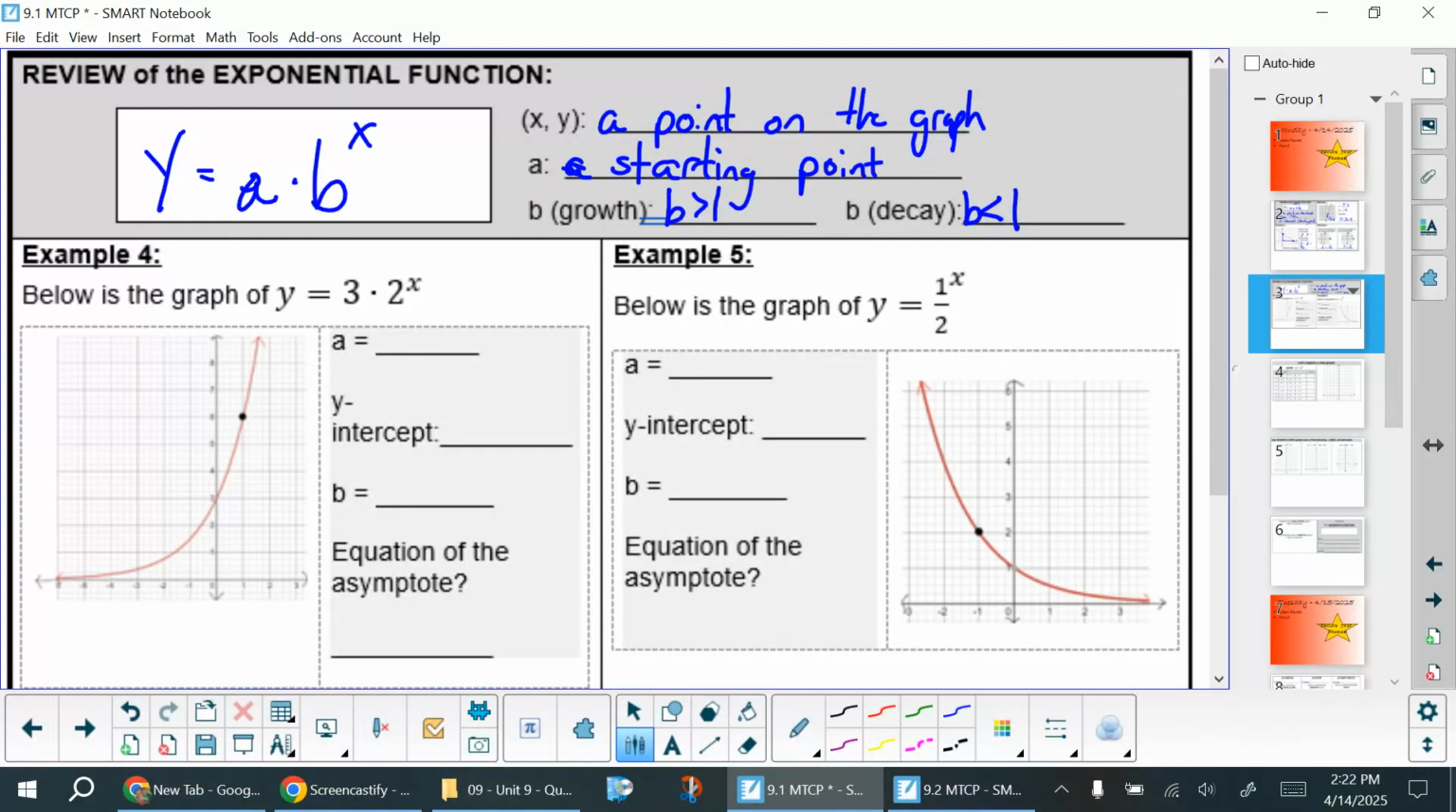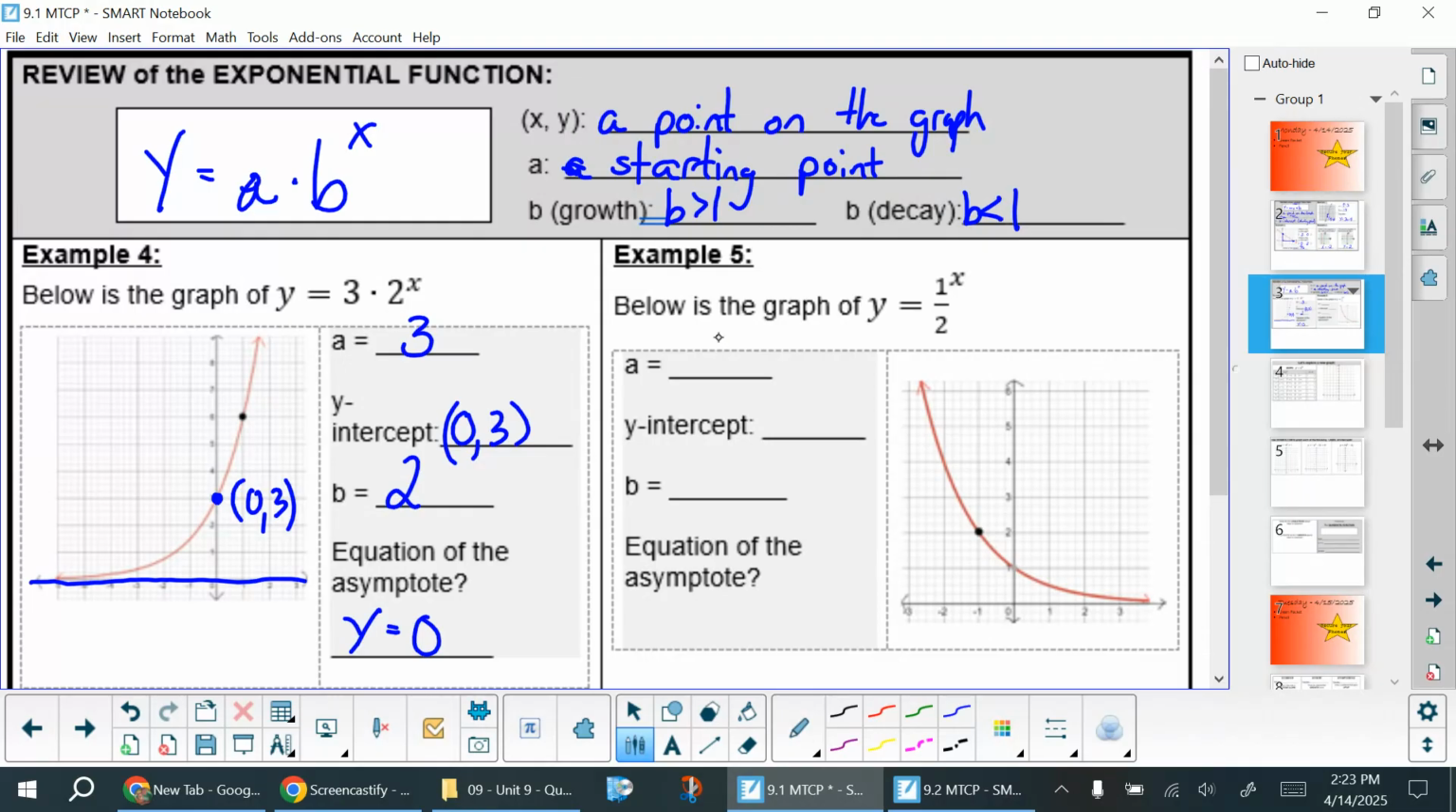So on these examples, we're just going to identify what is a, what is b, and then answer a couple of questions about them. So here, a is our 3. That means the y-intercept here is at the point (0, 3). B is 2, which means it is growth. And our asymptote is this line right here, the x-axis, which is the equation y equals 0.